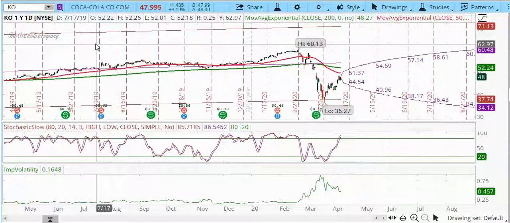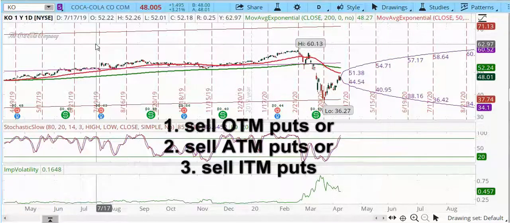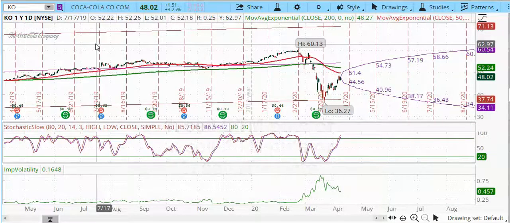The second question is, how much do you want to pay for a particular company's stock? You basically have three choices. You can sell out of the money puts on that stock, or you can sell at the money puts on that stock, or you can sell in the money puts on that stock. So which one is the correct thing to do?